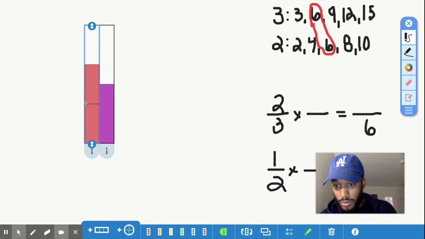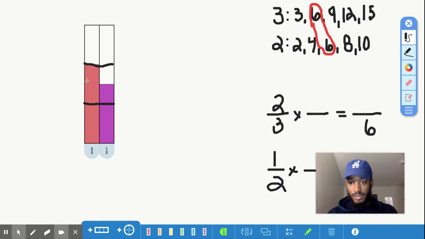I'm like, Mrs. Spencer, what are you doing? I'm trying to show you that we can actually break this guy down. So we can break this in half, break this in half, and then break this in half. So now we should have 1, 2, 3, 4, 5, 6. So now both of these guys are broken into 6.